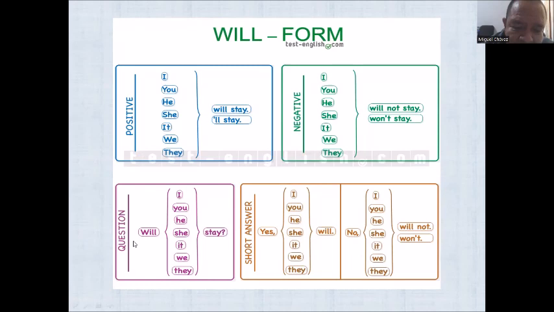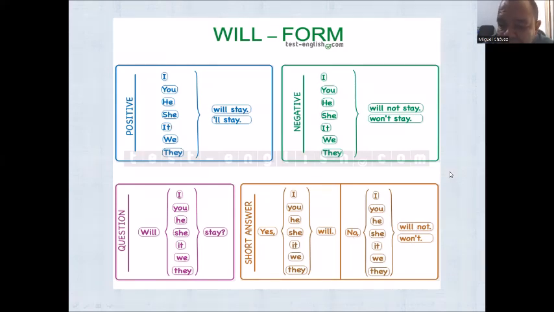For the question, remember that we put the auxiliary verb first, in this case, will. Will I stay? Will you stay? Will he stay? Will she stay? And the two possible short answers for these questions are: yes, I will, yes, he will, yes, we will, or no, I will not, no, I won't. No, she will not, no, she won't.